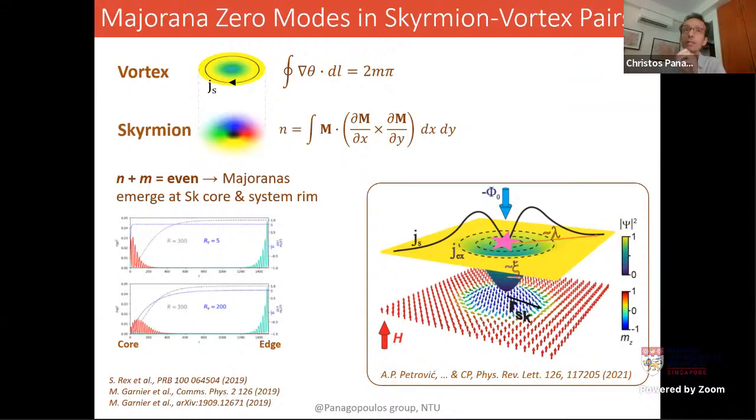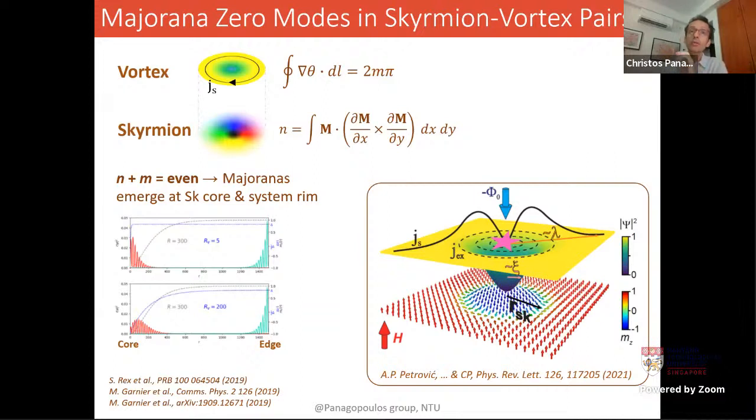Now, calculations indicate that provided the sum of the skyrmion topological charge and the quantized flux vorticity is an even number, then a skyrmion vortex pair develops a localized Majorana zero mode in its core. It also develops a delocalized Majorana edge state at the boundary.